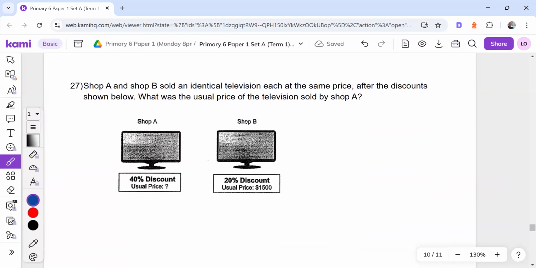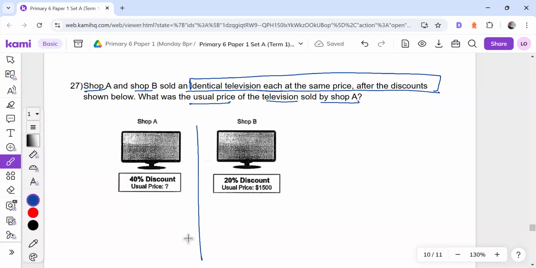Question 27, percentage. Now, shop A, shop B sold identical television, each at the same price. I hope you have understood this part. Okay, they sold the TV at the same price. After the discount, better make sure you understand, after discount they sold the TV at equal price. All right, and what was the usual price of the TV sold by shop A?